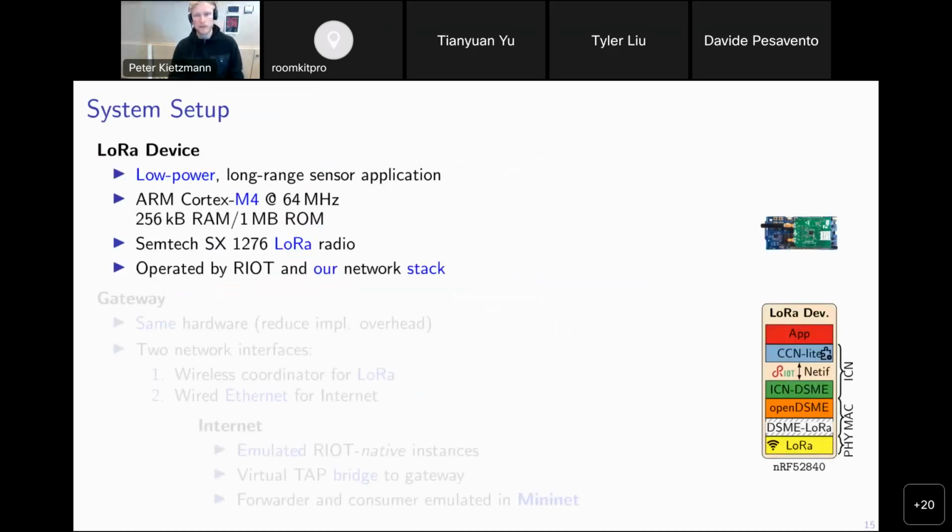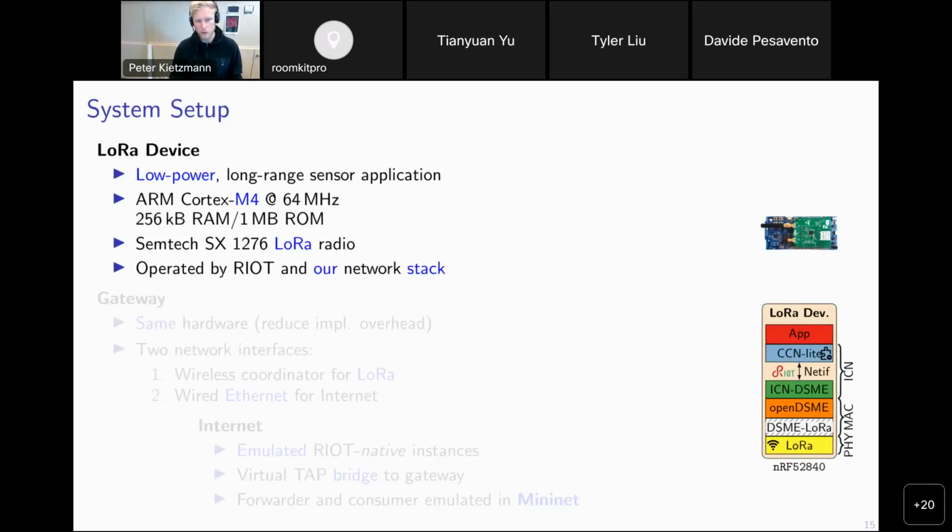We deploy our long-range sensor application on common low-power IoT hardware. In more detail, the NRF microcontroller consists of an ARM Cortex-M4 processor and provides 256 kilobytes of RAM, 1 megabyte of flash, and runs at 64 megahertz. The LoRa radio is an external Semtech SX1276. Our sensor node is operated by RIOT and our network stack, which is visualized on the bottom right of the slide.